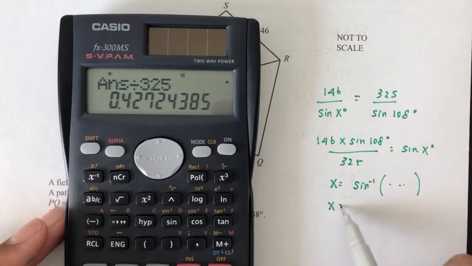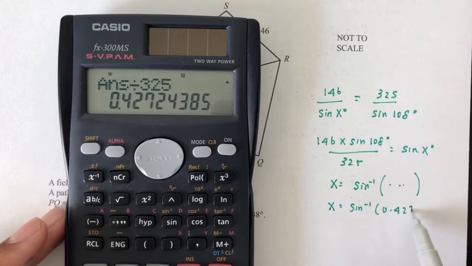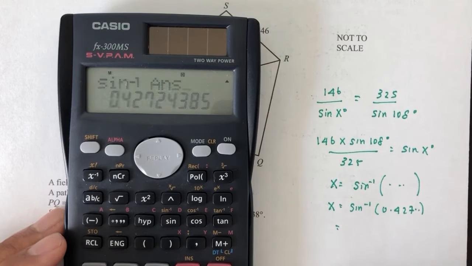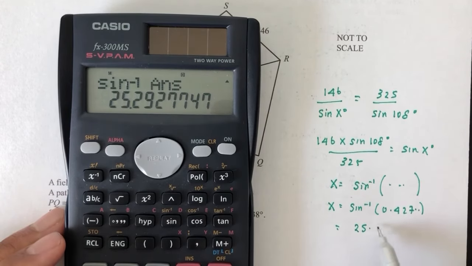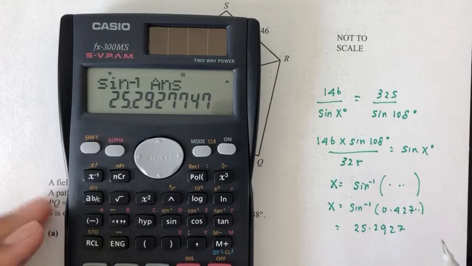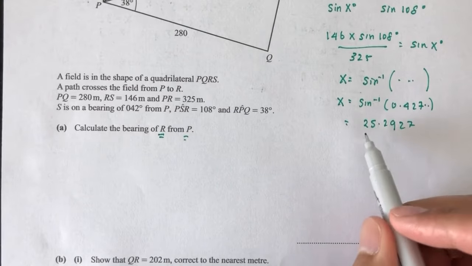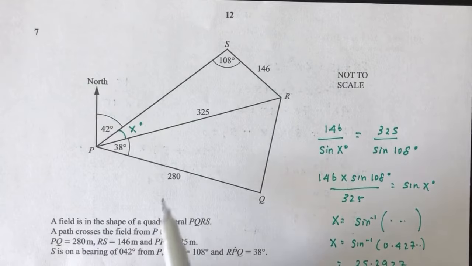So we have x equal to sine inverse of 0.427 something. Let's do that. Sine inverse is here, shift sine, answer, that will become 25.292 something. So the value of x will be 25.3.